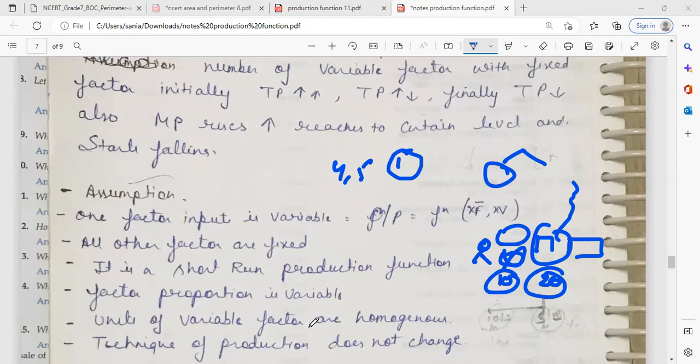Technique means, for example, for cooking, you have two options, right? You can use a machine or you can cook on your own, by using your hands. Similarly, for washing clothes, you have two techniques. One is labor, like you will be using your hands, and the other you can use a machine. Yes or no?